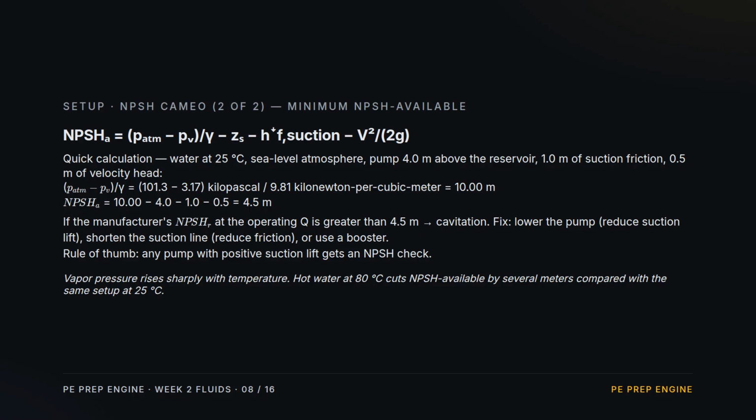NPSH Cameo, slide 2 of 2. The formula, NPSH available equals atmospheric minus vapor pressure over specific weight, minus suction lift, suction line friction, and inlet velocity head. Worked quickly, the example lands on 4.5 meters. If the manufacturer's required NPSH at the operating flow exceeds that, the pump cavitates. The fix, lower the pump, shorten the suction line, or add a booster.